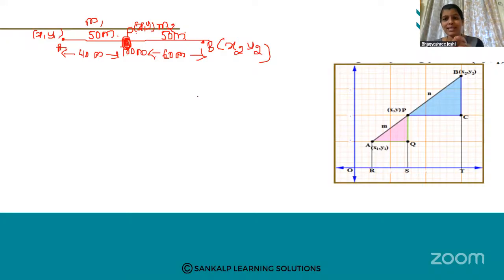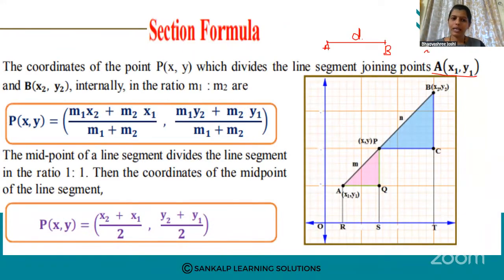The coordinates of P are x y, and this point P divides this line in the ratio m1 is to m2, right? Then the formula is P x y is equal to m1 into x2 plus m2 into x1 divided by m1 plus m2, and m1 into y2 plus m2 into y1 divided by m1 plus m2. This formula we call the section formula.